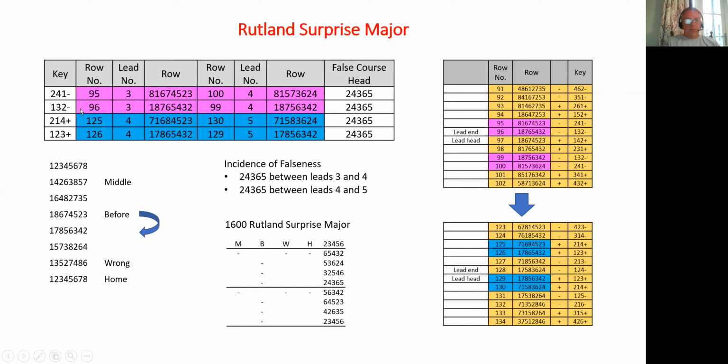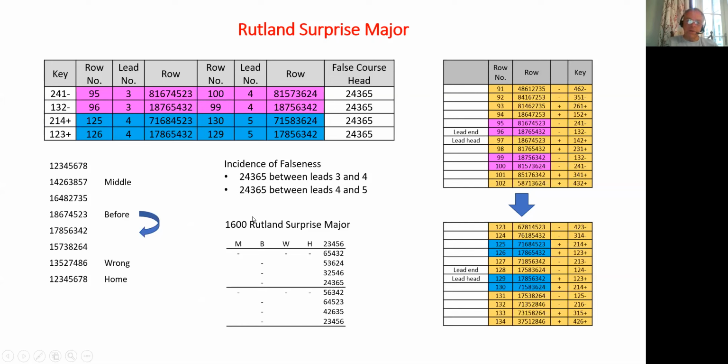Look again at the 132 minus, for example. The 2 rows which have the key 132 minus, one of them occurs in lead 3 and the other one occurs in lead 4. So what we can say now is that we talk about the actual incidence of the falseness, and we can say that false course head 24365 occurs in Rutland, but it's between leads 3 and 4. So it's those 2 leads that are actually false against each other. And then this other set of duplicate keys at the bottom of the table, the blue ones, these have an incidence between leads 4 and 5.